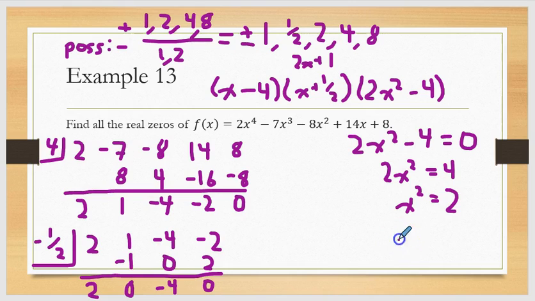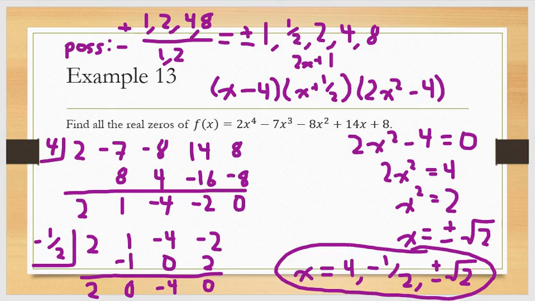when you take the square root of both sides of an equation, you get a positive and a negative answer, which means our 4 zeros altogether are 4, -1/2, and plus or minus square root of 2. And remember that the number of answers you have should match the biggest exponent you have in the polynomial. So the fact that I have 4 answers agrees with the fact that my biggest exponent was a 4.